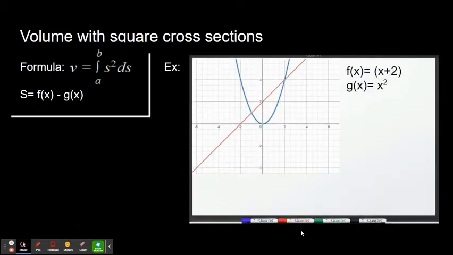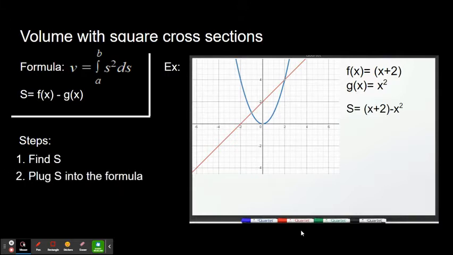We're going to get this graph, f of x equals x plus 2, and g of x equals x squared. The first step is going to be to find s. So we use the formula to find s, and you do top minus bottom. So it's x plus 2 minus x squared. Next, you'll plug that s into the formula. So we have the integral from 0 to 2 of negative x squared plus x plus 2, squared, dx. And it's dx because we are looking at x.